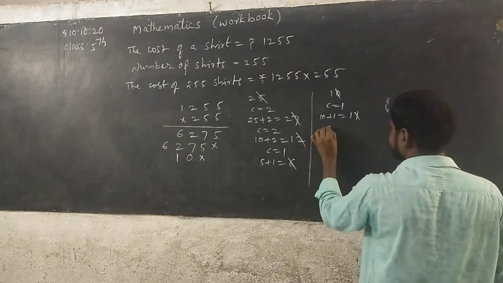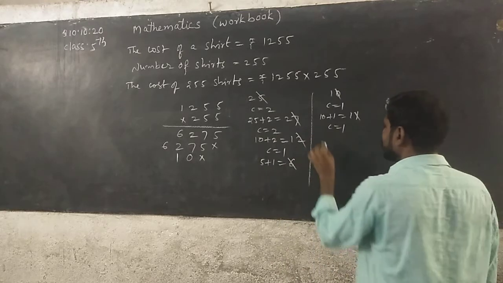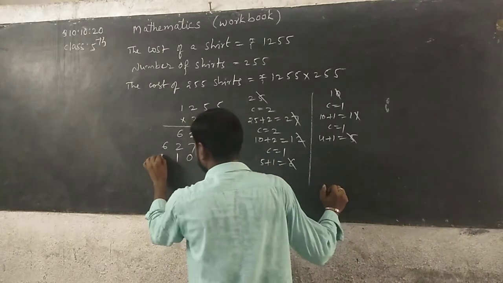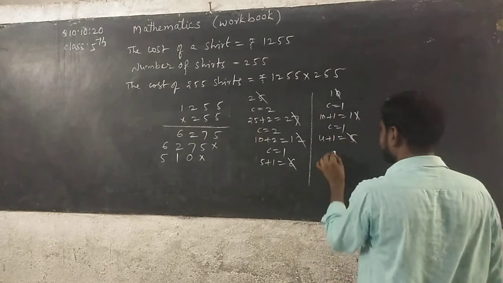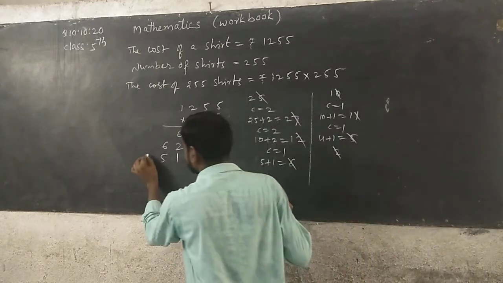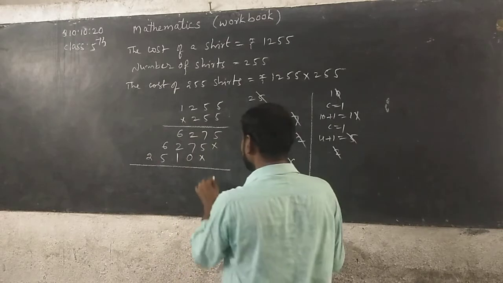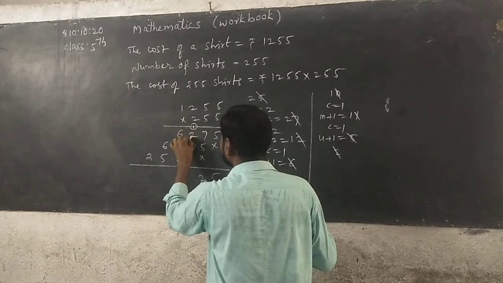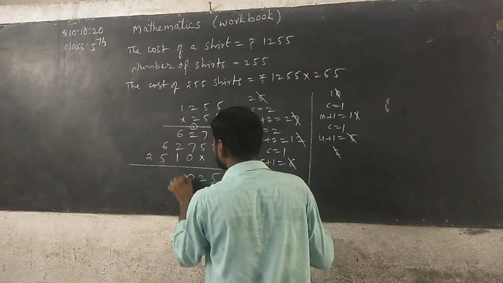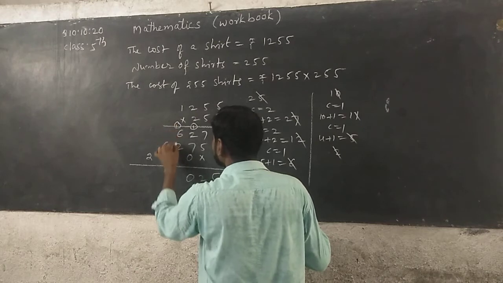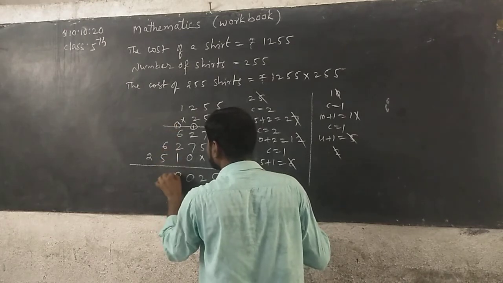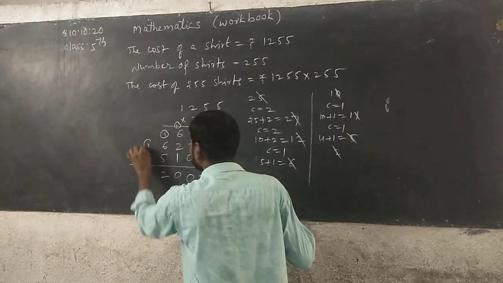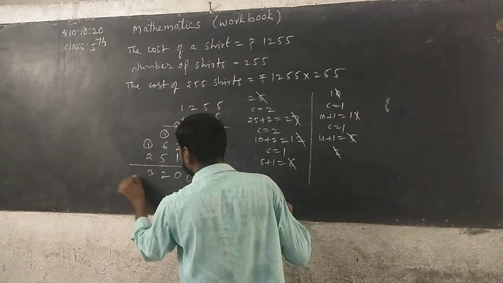1 is carrying. Next 2 twos are 4. 4 plus 1, 5. You can write 5 under 6. Now next 2 ones are 2. Write down here. See 5, 7 plus 5, 12, 2 taking, 1 carrying. 1 plus 2, 3. 3 plus 7, 10, 0 taking, 1 carrying. 1 plus 6, 7. 7 plus 2, 9 plus 1, 10, 0 taking, 1 carrying. 1 plus 6, 7. 7 plus 5, 12, 2 taking, 1 carrying. 1 plus 2, 3.